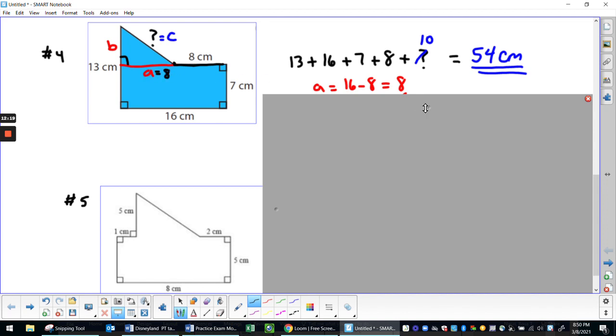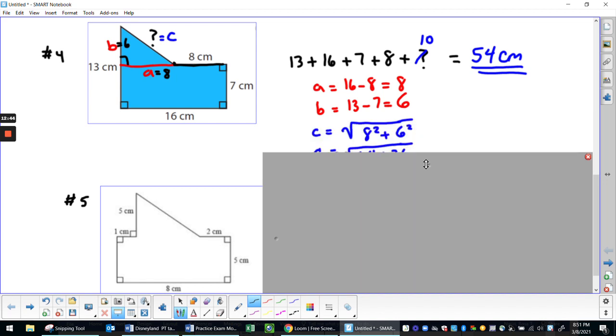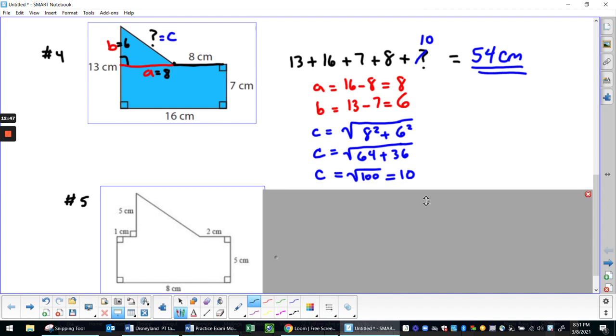And then over here, B we got from subtracting 13 from this 7 here. So 13 minus 7 is B. And we got 6 right there, right? So these are how we got the legs. And from there, we use the Pythagorean Theorem, of course, to solve for the hypotenuse, and we got 10. So square it, add them, square root them, and we get 10.